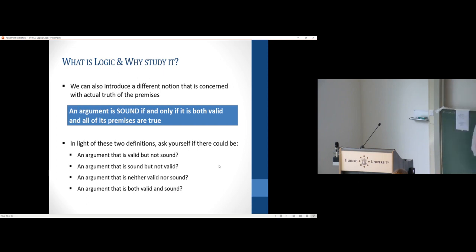But how about this? Could we have an argument that's valid but not sound? Does validity always guarantee soundness? What would be an example of an argument that's valid but not sound?